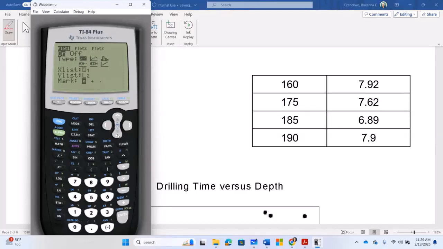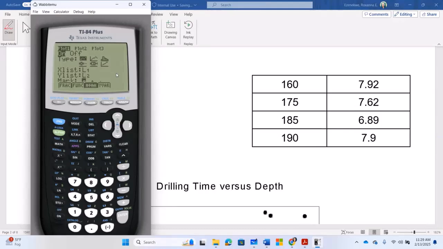I'll arrow down, and it's asking me, where is your predictor variable and where is your response variable? Predictor variable is in L1. My response variable is in L2. Okay, the predictor is X, the independent variable. The response is Y. So they are good where they're supposed to be. So I can now zoom 9.